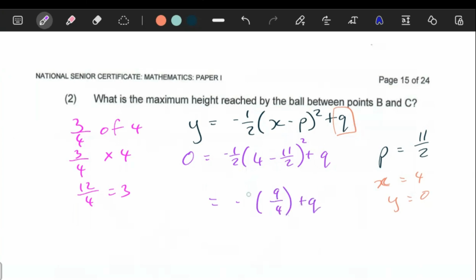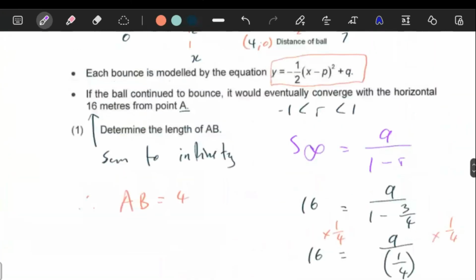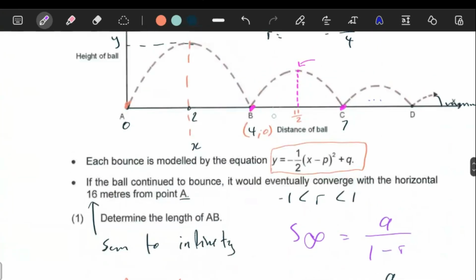And then if you multiply by the half, you're going to have negative 9 over 8 plus Q equal to 0. Everything on one side, you have positive 9 over 8. So therefore the height is equal to 9 over 8. There we go. That's your height of BC.